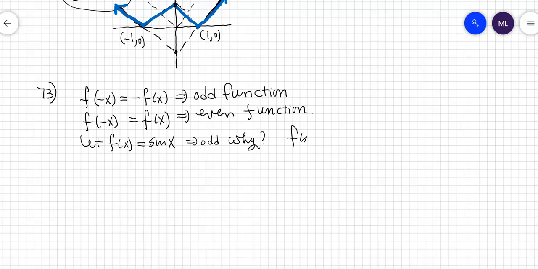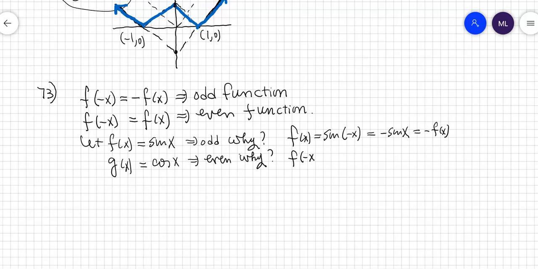Because f of -x is sine of -x. And we know sine of -x is negative sine of x. How about cosine x? This is an even function. Why? Because f of -x is cosine of -x. We know cosine of -x is cosine of x, which is f of x. Okay? So that is kind of basic, even odd function.